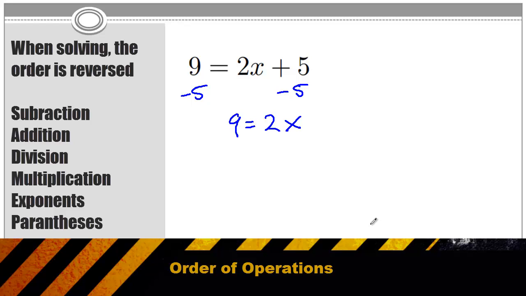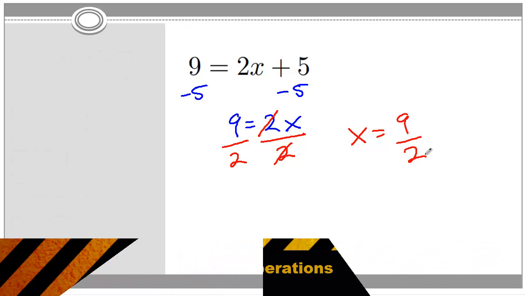Because the 2 and the x are connected by multiplication, to get rid of the 2, I'm going to divide by 2. And following the rules of fractions, both 2's cancel out. Since I divided the right side of the equation by 2, I also have to divide the left side by 2. So I'm left with 9 over 2. And that's my final answer. X is equal to 9 over 2.